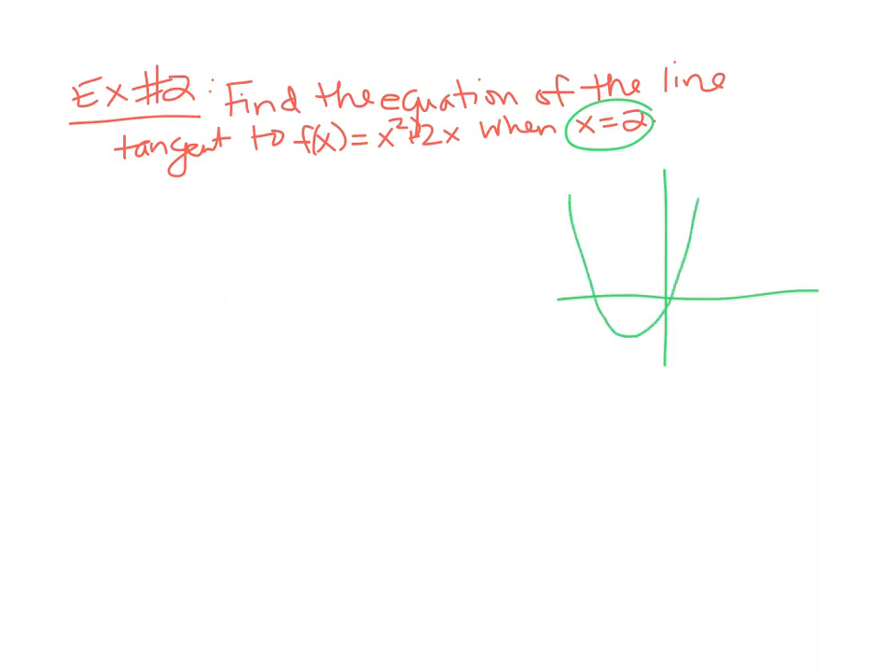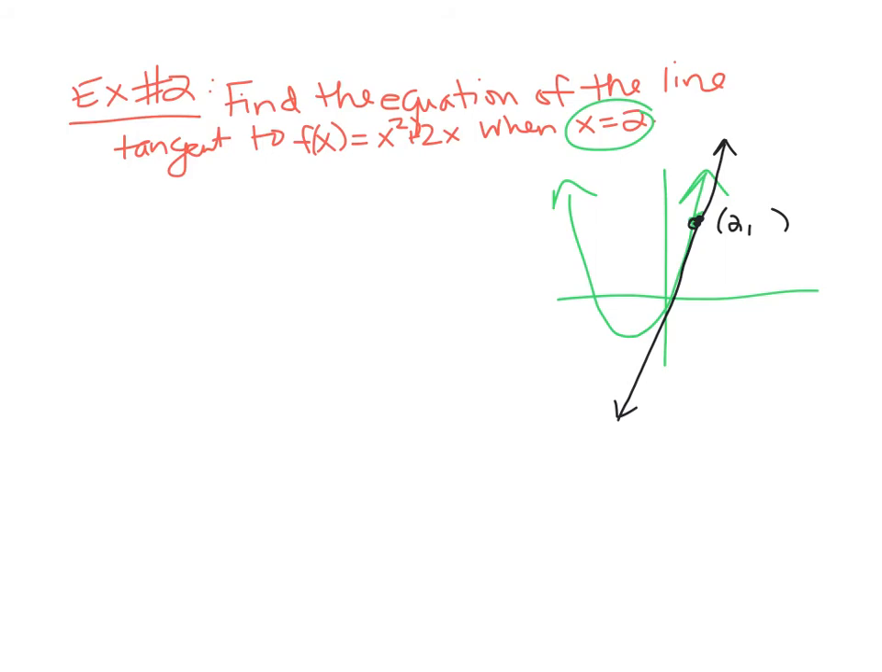So the graph of x squared plus 2x looks kind of like this. At x equals 2, we are trying to figure out what is the equation of that line right there. So first thing I think that you probably should do, by the way, this isn't drawn perfectly, is you should figure out what is that point right there.